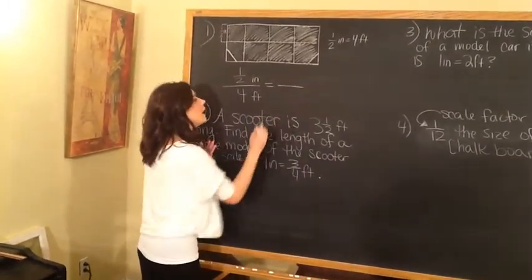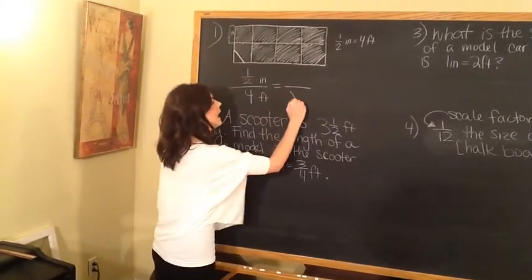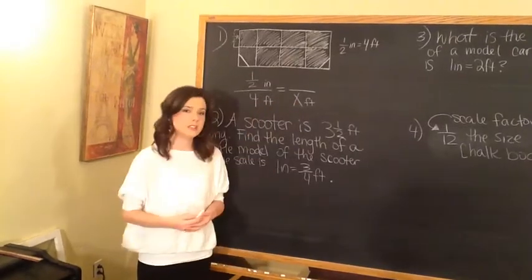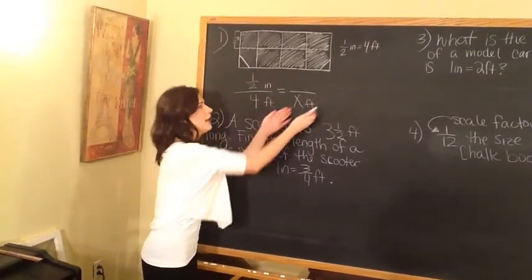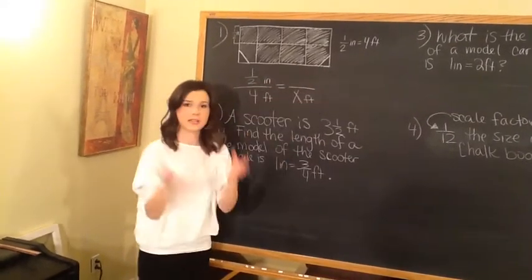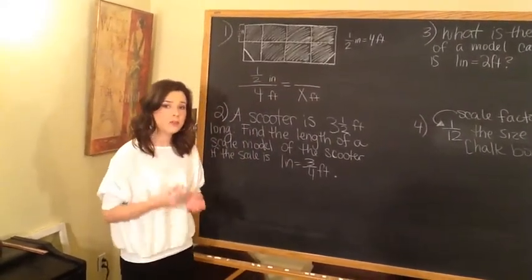Now we want to figure out how many feet this is in real life. So we have x feet down in the denominator. I want to keep both of my feet in the denominator because that's the actual size. So we're doing the drawing to actual. We want to keep it nice and proportional so that we can solve for the right thing.